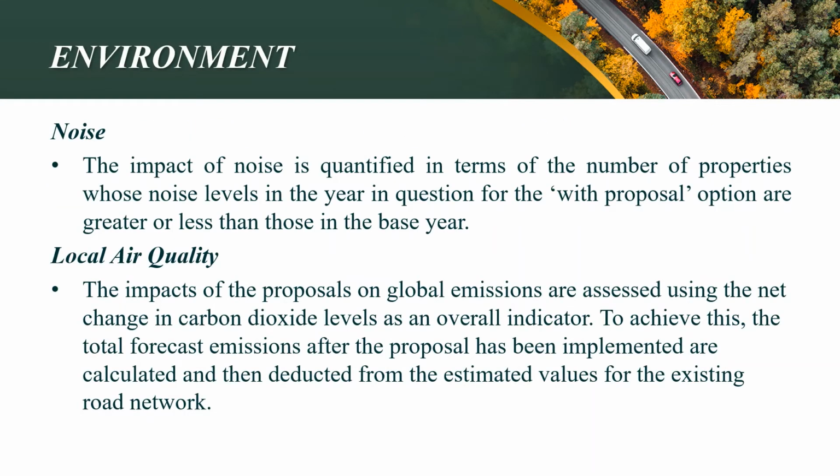Environment. Under environment is noise. The impact of noise is quantified in terms of the number of properties whose noise levels in the year in question for the with-proposal option are greater or less than those in the base year. Next is local air quality. The impacts of the proposals on global emissions are assessed using the net change in carbon dioxide levels as an overall indicator. In order to achieve this, the total forecast emissions after the proposal has been implemented are calculated and then deducted from the estimated values for the existing road network.